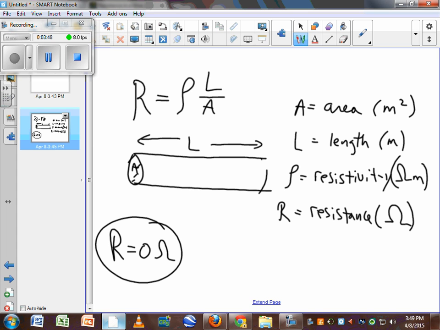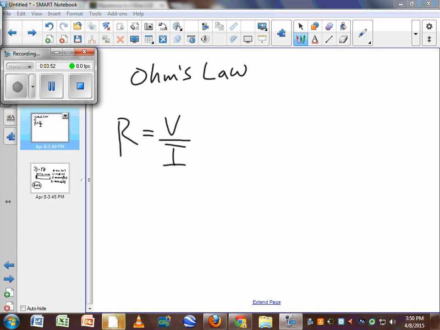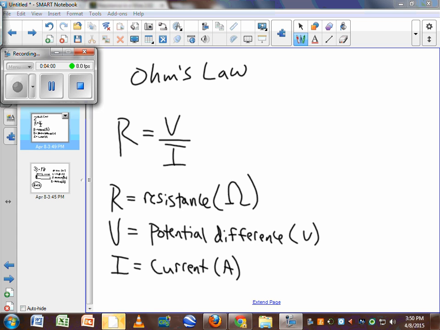Number 5 says, what is Ohm's law? Ohm's law is the equation R equals V over I. R is the resistance, V is the potential difference or voltage, and I is the current. So we have the R, the resistance measured in ohms, V is the potential difference measured in volts, and I is the current measured in amps. There's this relationship in a circuit that follows Ohm's law.